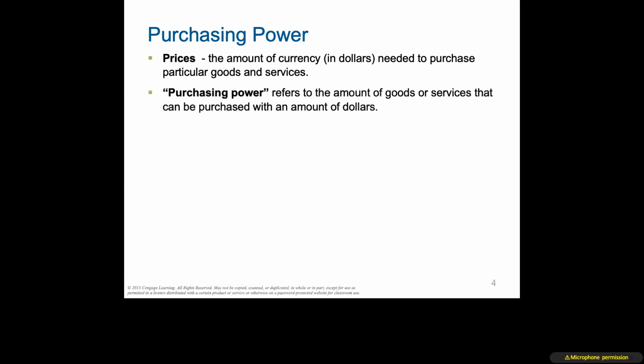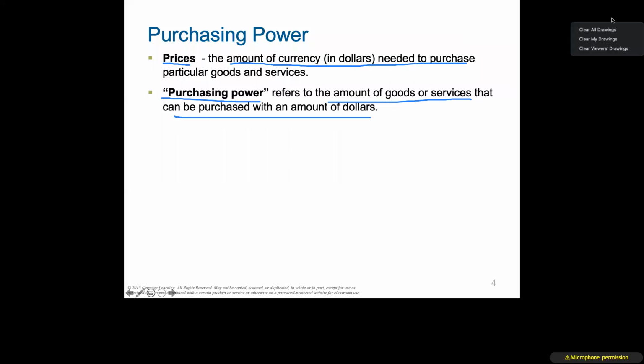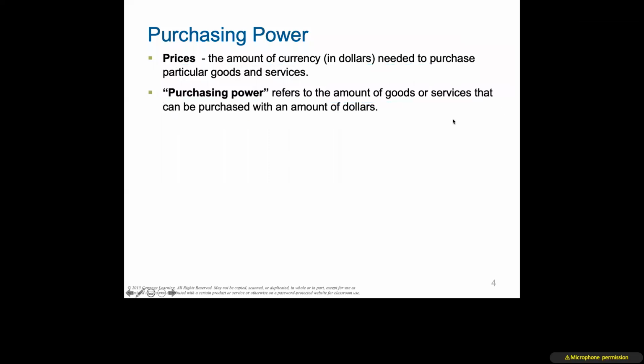Purchasing power refers to the amount of goods or services that can be purchased with an amount of dollars. So what are we looking at here? The difference here is your price is all about how much currency you need to purchase it. Purchasing power refers to how many goods and services you can get for an amount of dollars. So a little different semantics, but you're going to see that purchasing power is what economists stress.